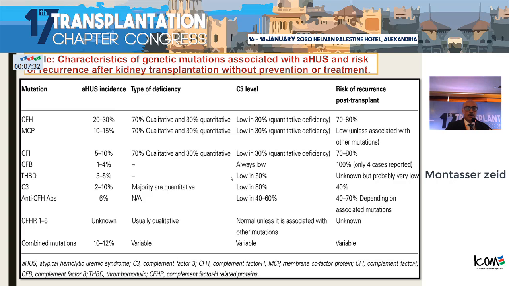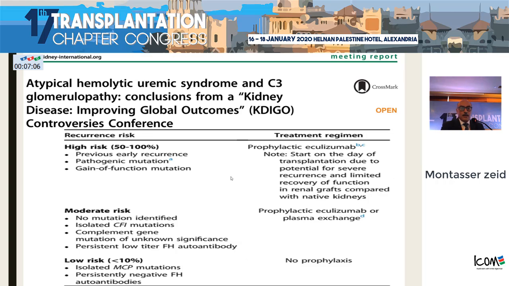Membrane cofactor protein mutations occur in 10 to 15%, and have a very low incidence of recurrence after transplantation. Complement factor I mutations occur in 5 to 10%, and recurrence is high, about 70 to 80%. Thrombomodulin mutations occur in 3 to 5%, and probably have a very low incidence of recurrence after transplantation. The recurrence risk is high, 50 to 100%, with previous early recurrence, pathogenic mutation, or gain of function mutation.